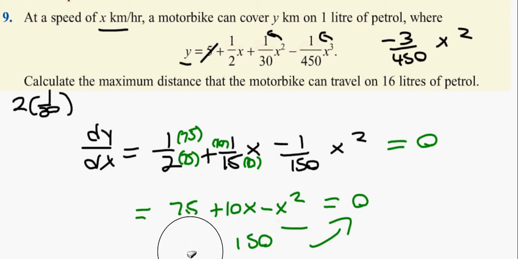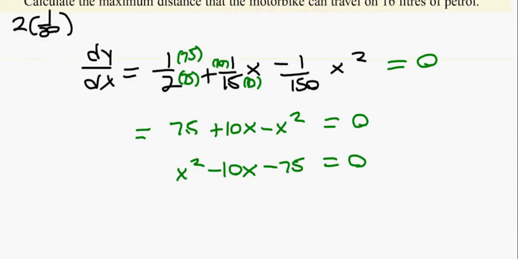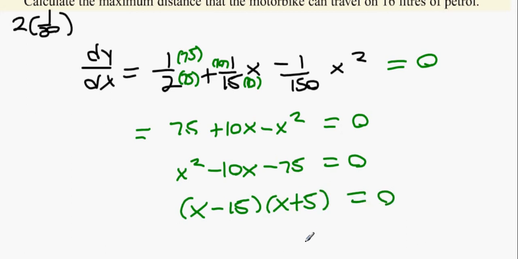Now that we've done that, we're going to multiply both sides by minus 1, and I'm going to get plus x squared minus 10x minus 75 equal to 0. I'm going to factorize this into (x minus 15)(x plus 5) equal to 0. Now x equals minus 5, or x equals 15. I'm pretty sure it's going to have to be x equals 15, because it probably needs to have a positive speed. You can't really have a negative speed.